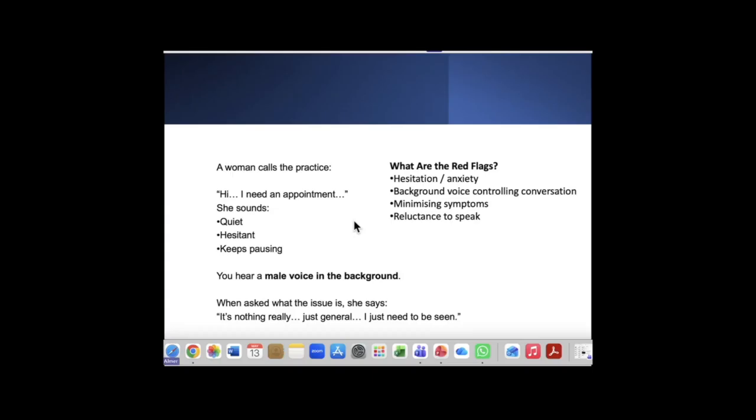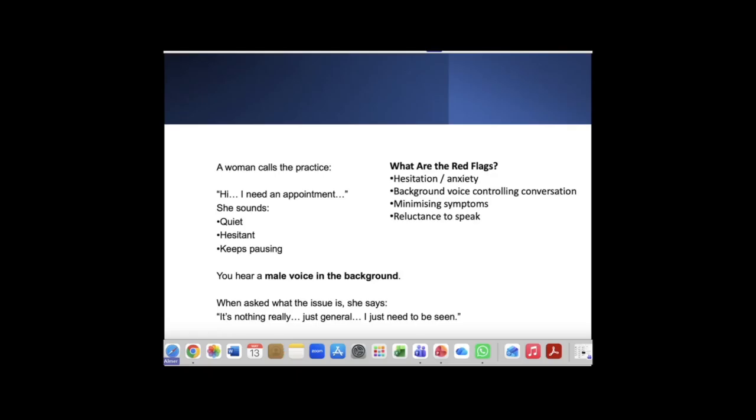She calls and she's very hesitant. She's very quiet, and you can hear a male voice in the background which sounds very aggressive. And she's saying, "It's nothing really. I just want to be seen." And you're a little bit concerned. Yeah, it can be a mental health related issue which can be booked same day with the duty doctor.